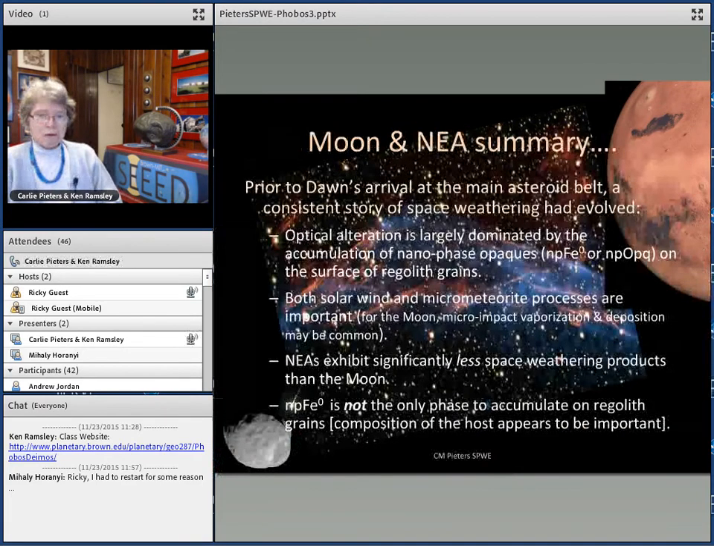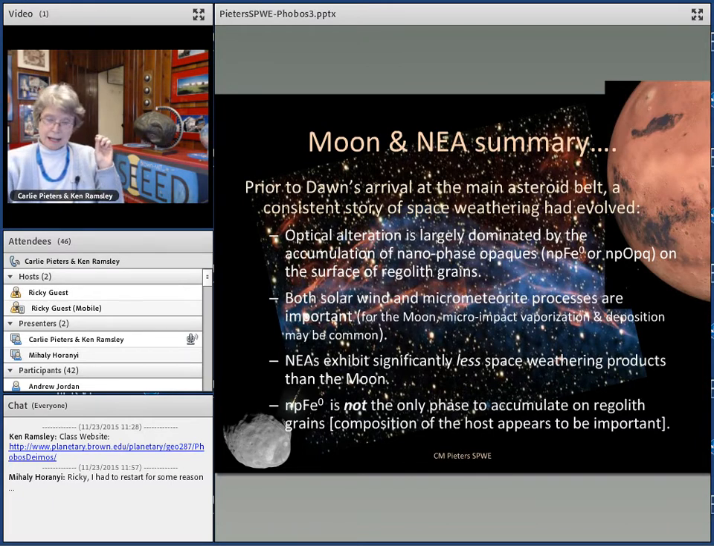Okay, so where we are for the moon and the near-Earth asteroids, prior to Dawn's arrival, we know the optical alteration is largely dominated by the accumulation of nanophase opaques, whether it's nanophase metallic iron or other opaques such as iron sulfide that occurs in the asteroidal environment. And both the solar wind and micrometeorites are important in this process. The near-Earth asteroids that were visited, however, had less processing than we found on the moon, which was a very important aspect of understanding the overall character.